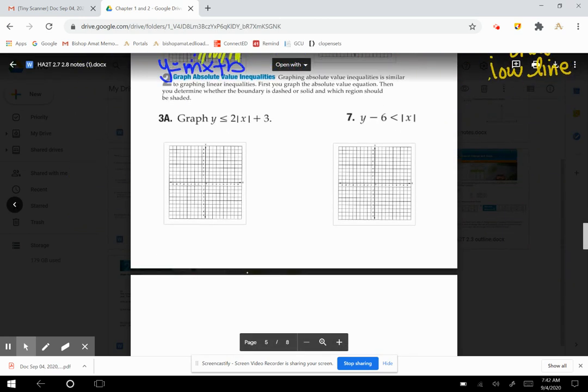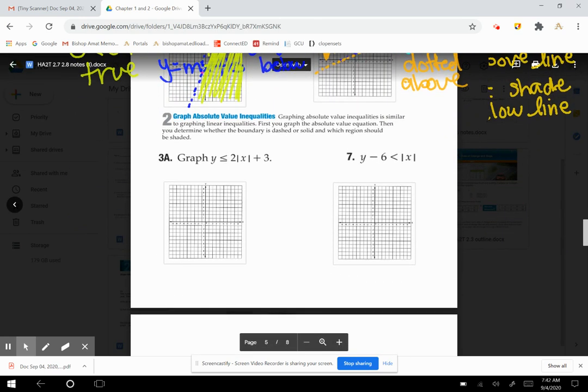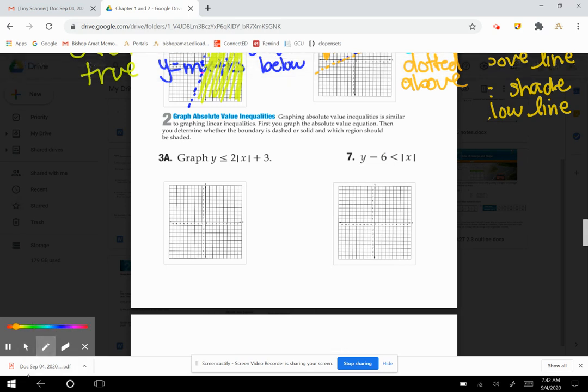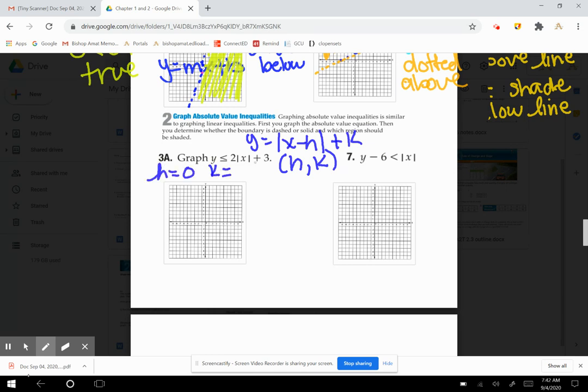Okay, let's go to graphing absolute values, right? So remember, absolute values, we have y equals a times the absolute value of x minus h plus k, where our starting point is h, k. So for 3a, h, there's nothing inside, is 0. K is 3. My starting point here is 0, 3. Because it's an absolute value, my graph will look like a V. So if I started 0, 3, it's right here.